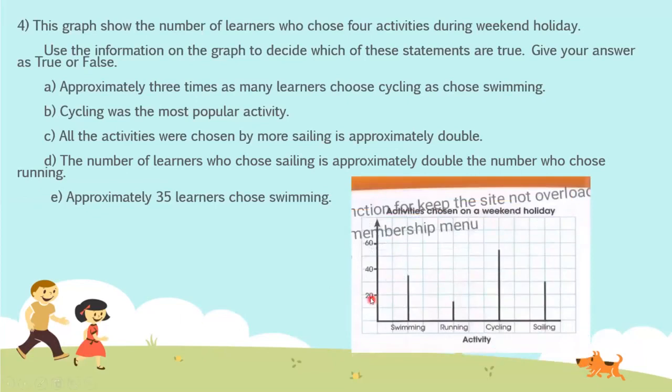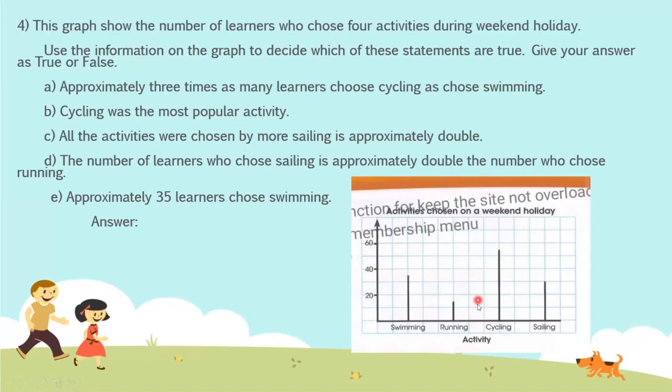Activities, and the y-axis gives you a number like 20, 40, and 60. You need to find whether the given statements are true or false with the help of this graph. So shall we start doing the answer part? We will start the A part. Approximately 3 times as many learners chose cycling as chose swimming.